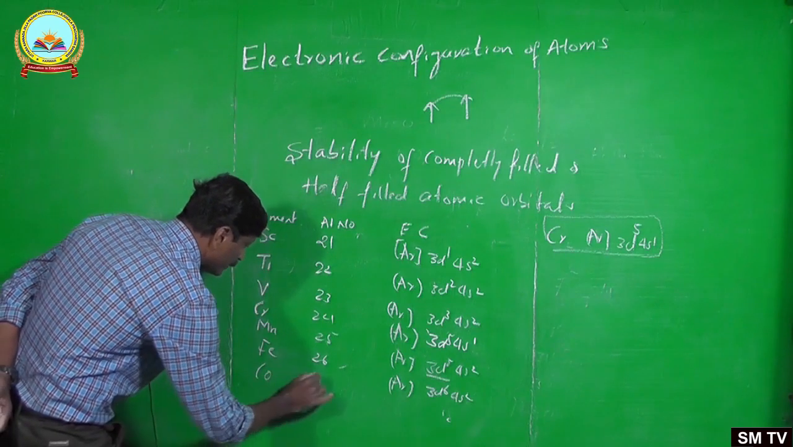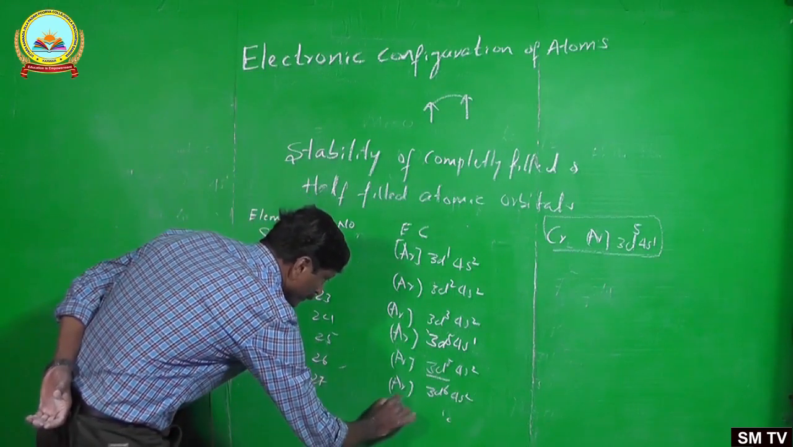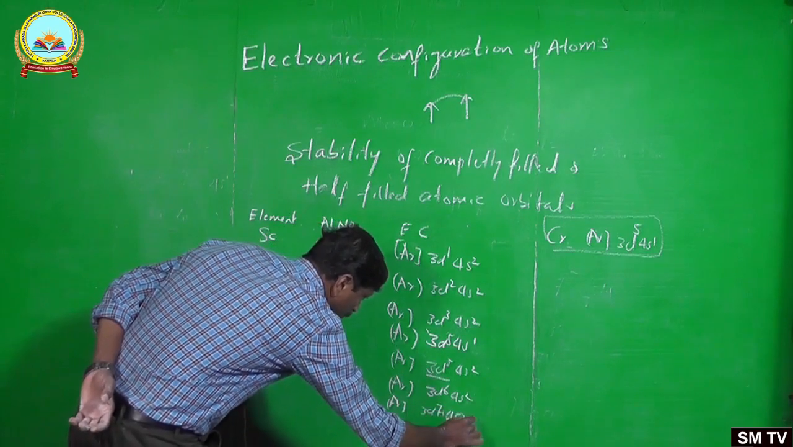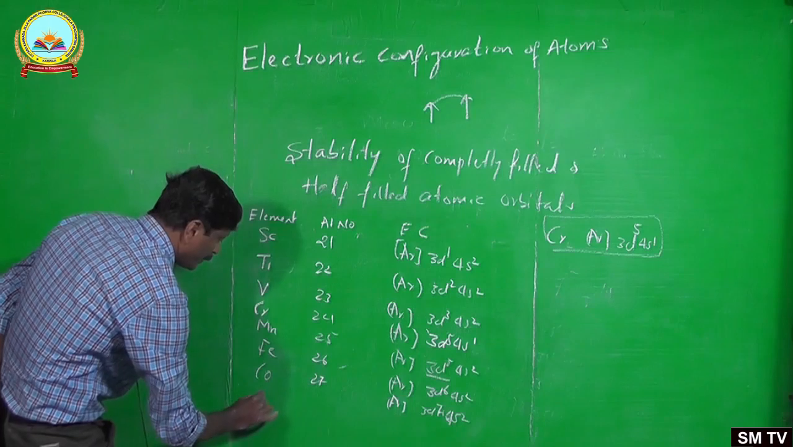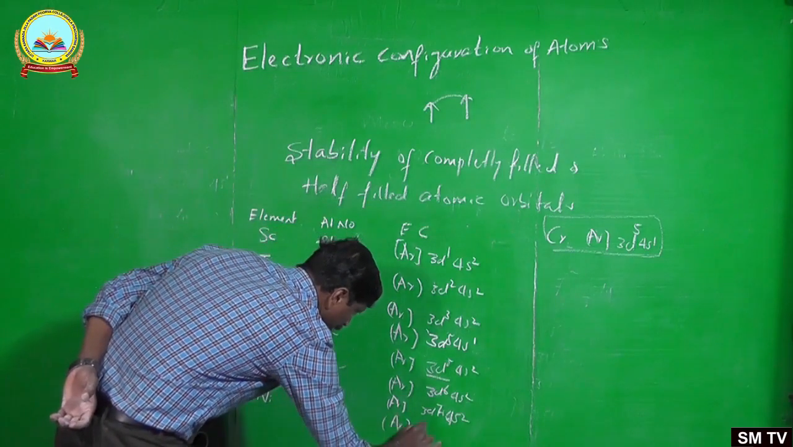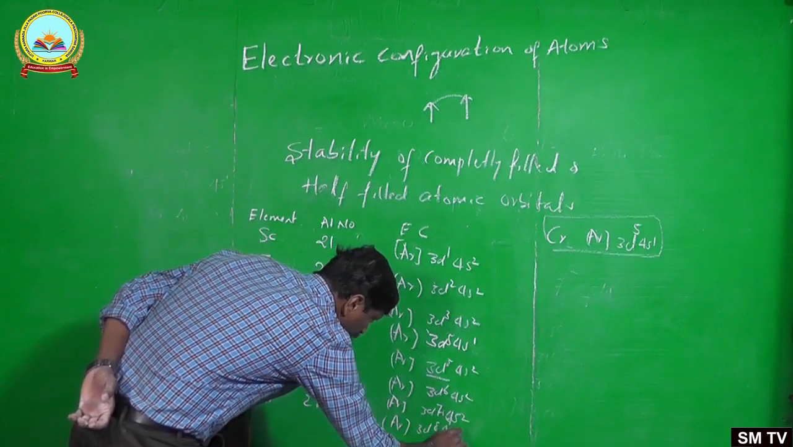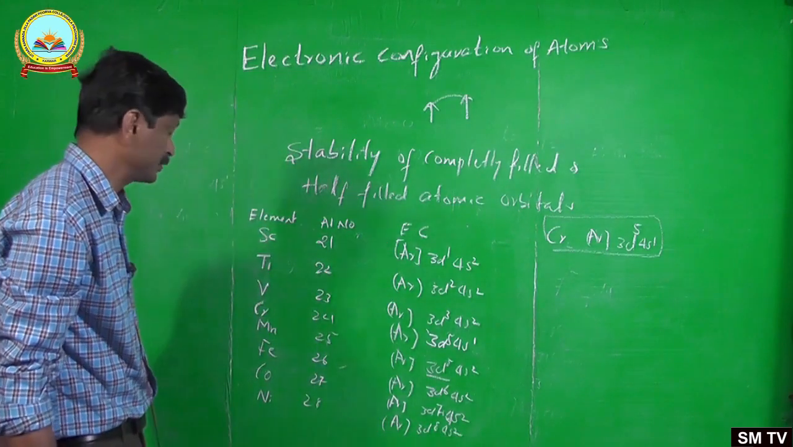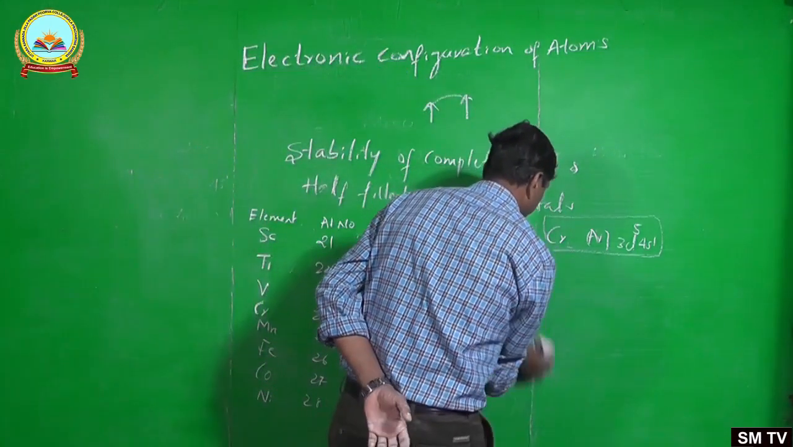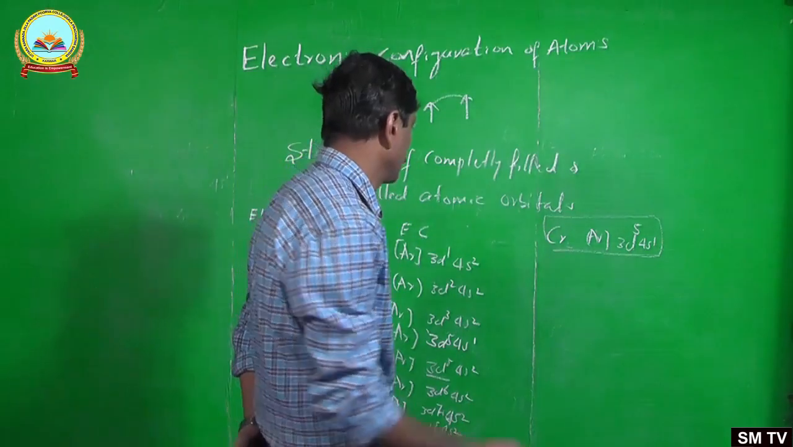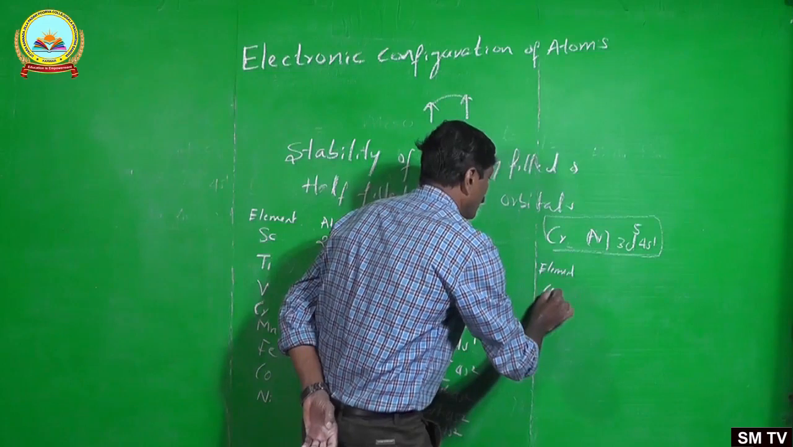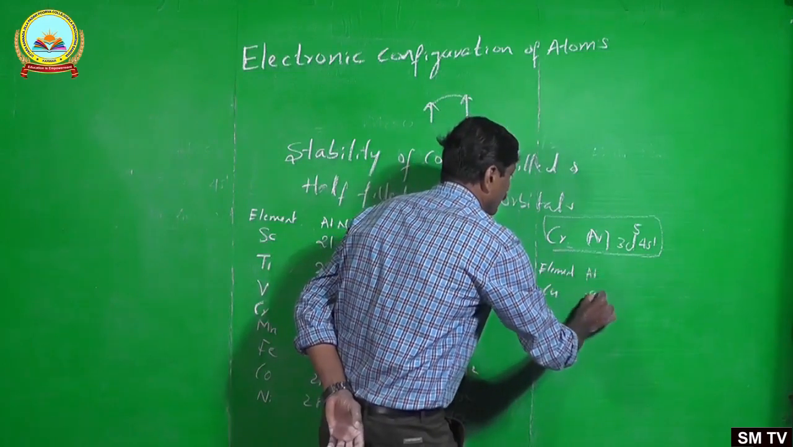27 is cobalt. Its configuration is argon 3d7 4s2, and nickel, 28, is argon 3d8 4s2. Now 29 is copper. Now look at the electronic configuration of copper. I write it on this side. The element is copper, atomic number 29.